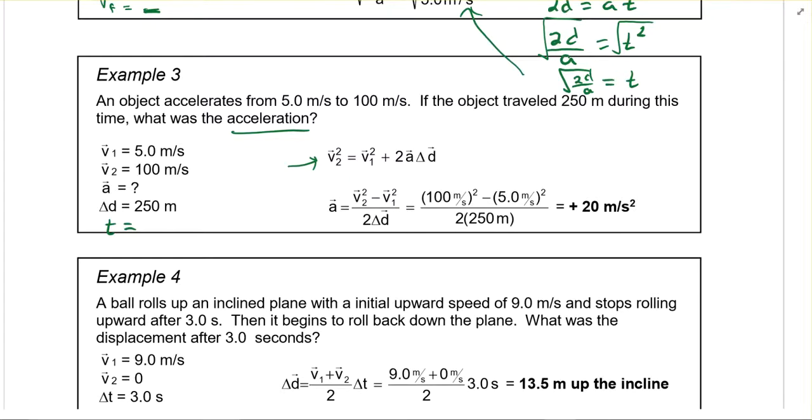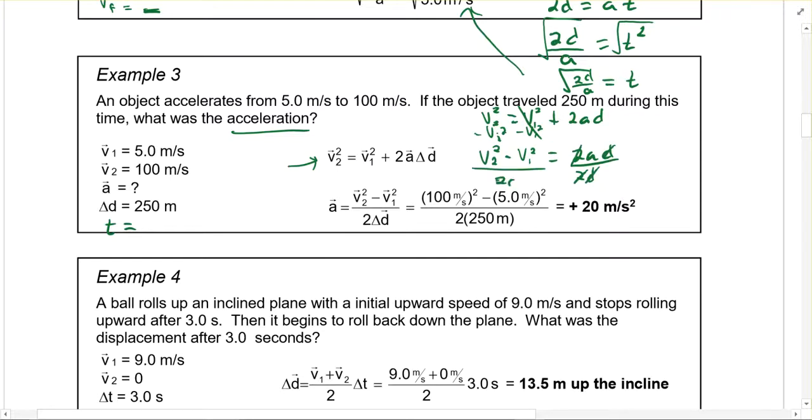Maybe I'll quickly go through it just as a review here. So we've got v2 squared is equal to v1 squared plus 2ad. Now I just subtracted v1 squared from both sides. Sorry about the small writing. So now I've got v2 squared minus v1 squared is equal to 2ad. And then all I did is I divided both sides by 2d. So divide by 2d, those cancel, and that's how you get to there. Okay, hopefully that made sense. And then just plug in your numbers, and you end up with positive 20 meters per second squared.